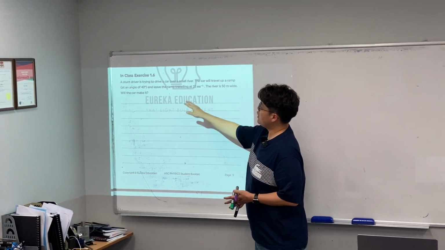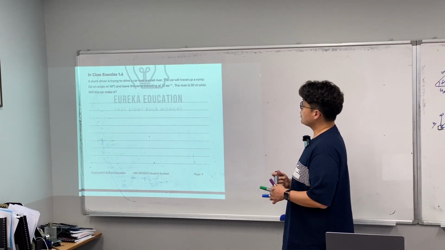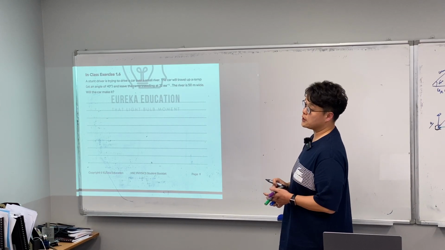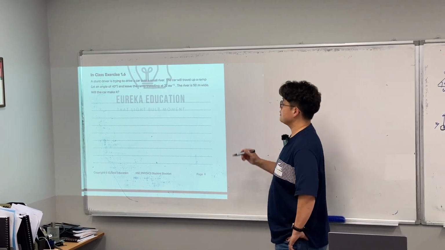A stunt driver is trying to drive a car over a small river. The car will travel up a ramp at an angle of 40 degrees and leaves the ramp traveling at 22 meters per second. The river is 50 meters wide. Will the car make it?